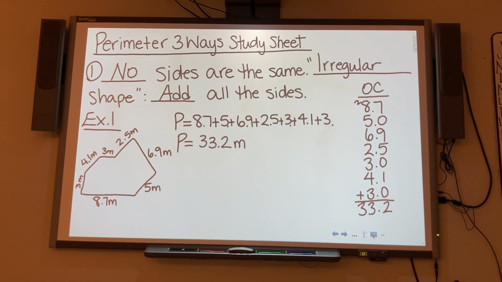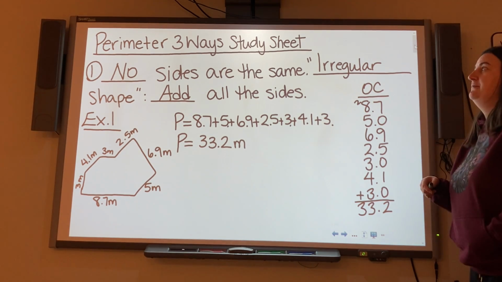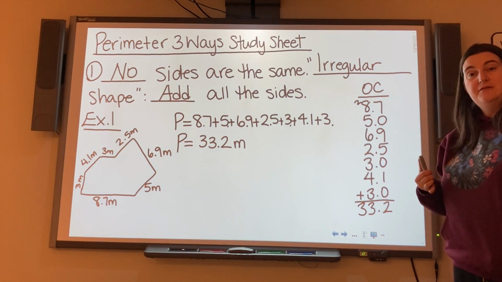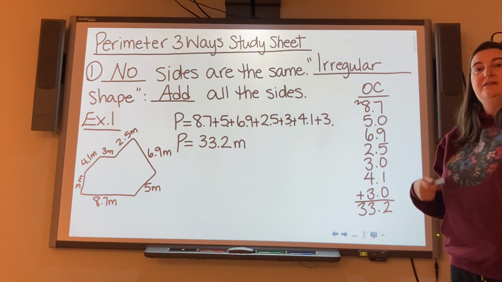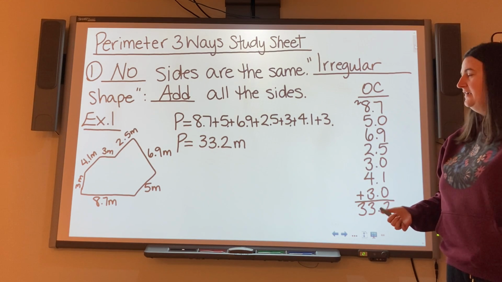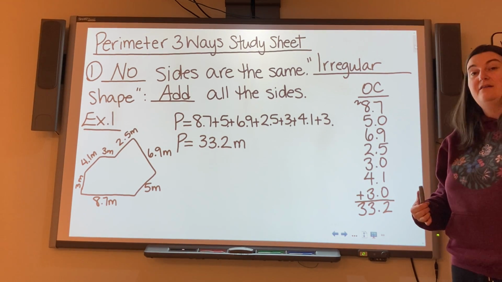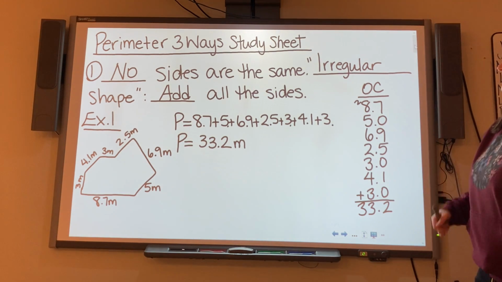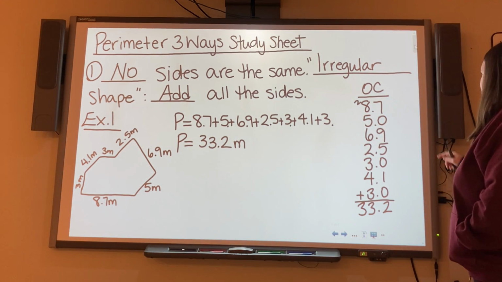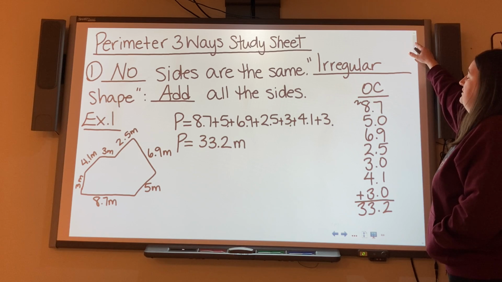This is the correction for your homework from yesterday, the perimeter three-way study sheet. If you have your homework, you need to get it out so we can correct it. If you don't have it, if you didn't bring it back, if you weren't here yesterday, you need to write this down in your blue math notebook. So we did this one yesterday. We did example 1, so we've got to do example 2.